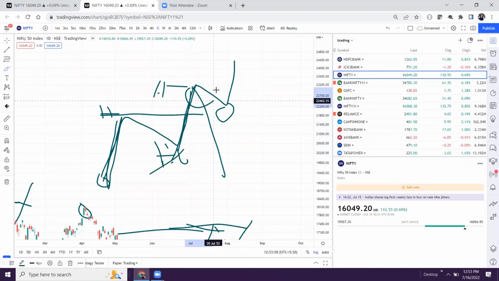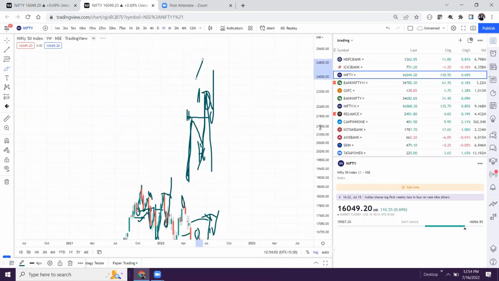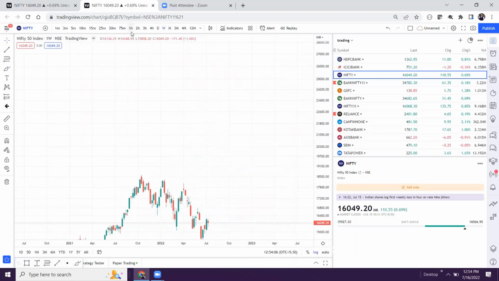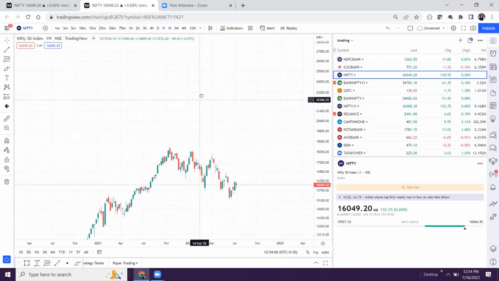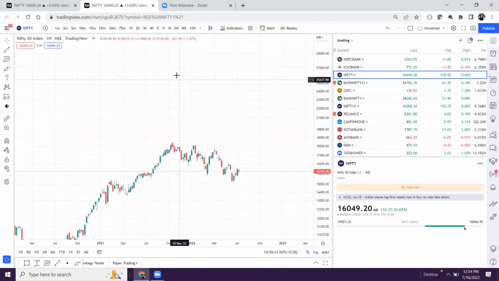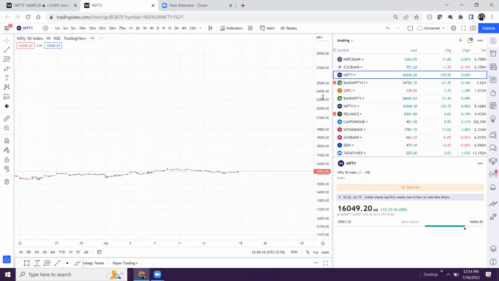See, this is the noise which you get on a smaller time frame like daily. On a weekly, this rarely will happen. But if you go to a smaller time frame, then there will be more noise because the lows will get broken. But if you're following a high time interval, then this noise will not be there. So suppose we go to an hourly chart.